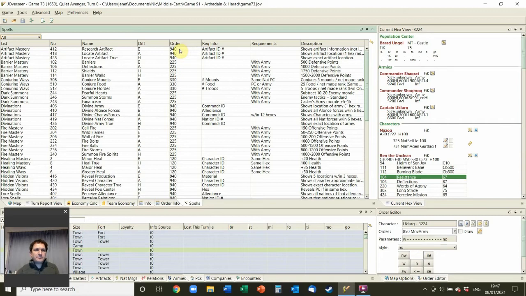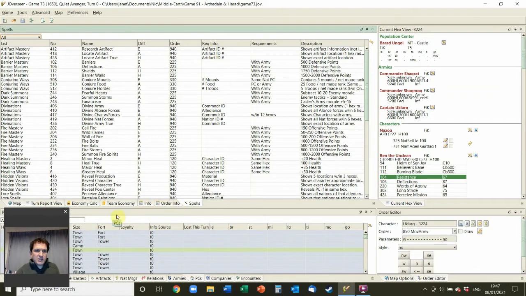You would submit order 940, and then it would ask which spell, and so you would say, oh, I'll do spell 428, which is locate artifact, and then it would require extra information of artifact ID, so you would put down artifact 62, and you would search for artifact 62.